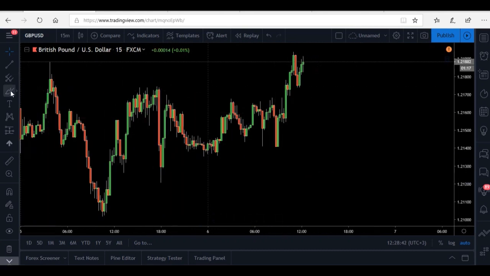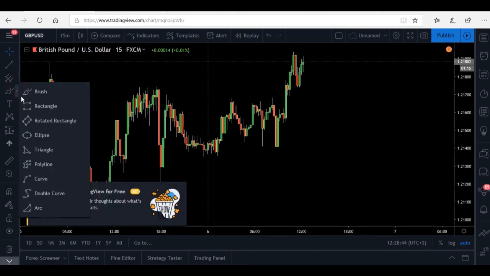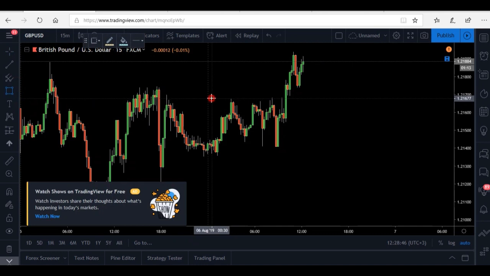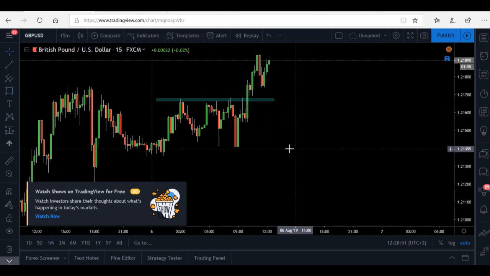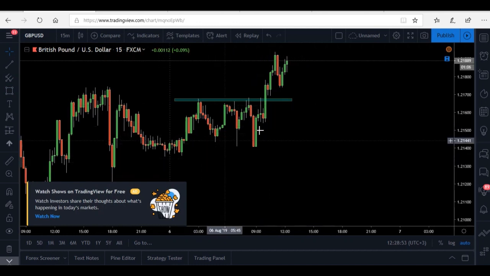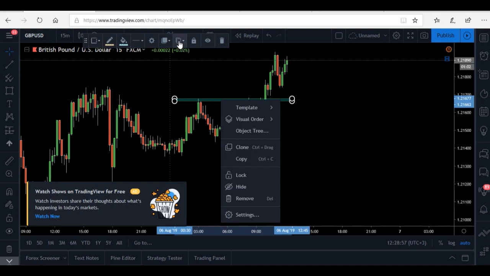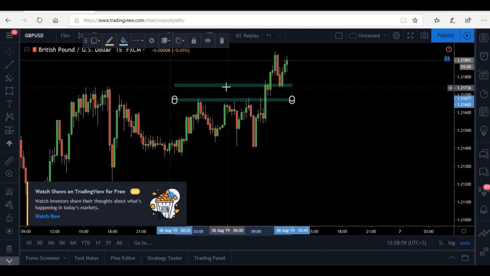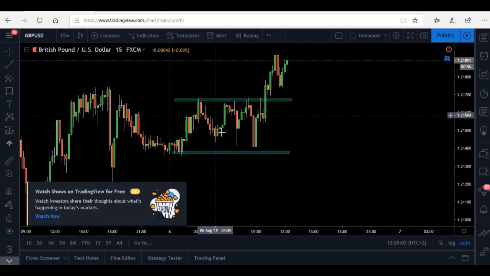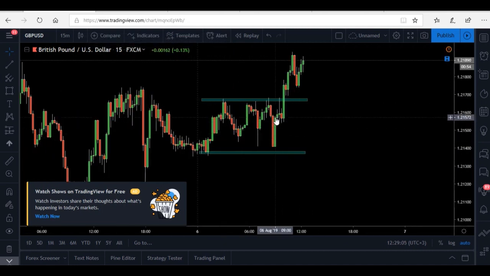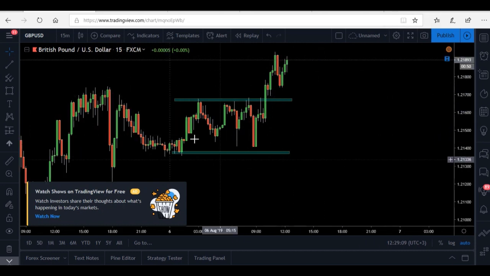So this is the level. Let me just draw a rectangle here. This is the level that we are currently speaking about. This is our prominent area of resistance created during Asian session. We are just going back and forth. So let me just clone it and let's label this area here. We had our area just going back and forth, then it was just broken and price started trading above.